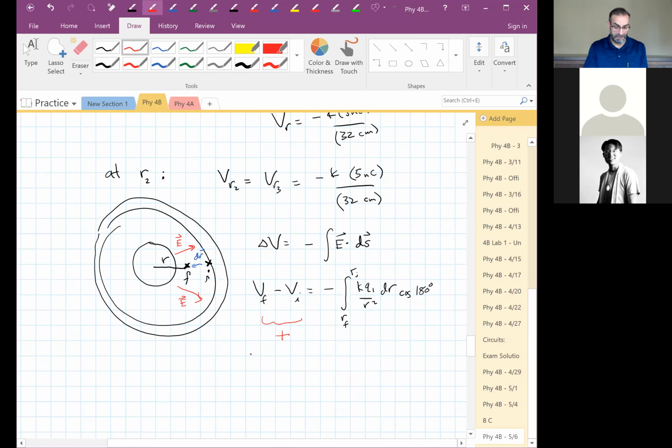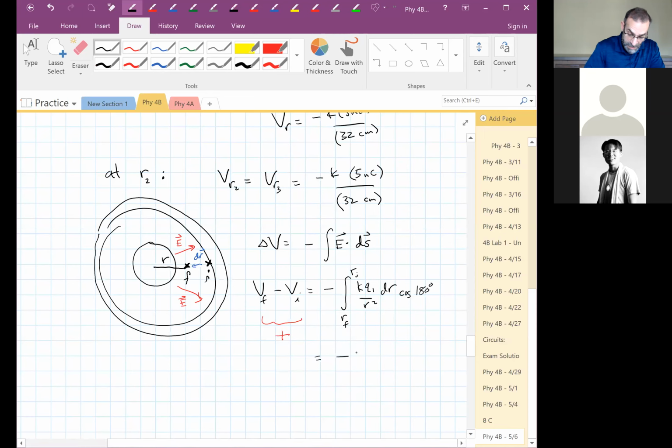It must be positive because the electric field points from the final to the initial, radially outward. So initial has to be less than final, which means final minus initial is positive. This number has to be smaller than that number, so this has to be positive. Okay, so let's work on the right side of the equation.